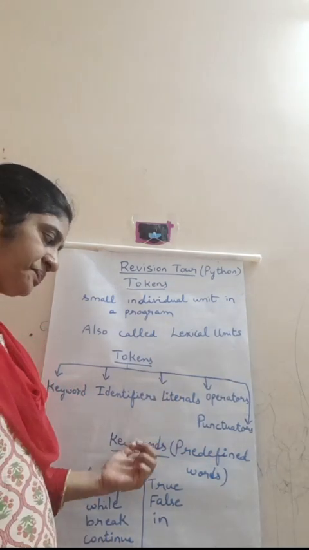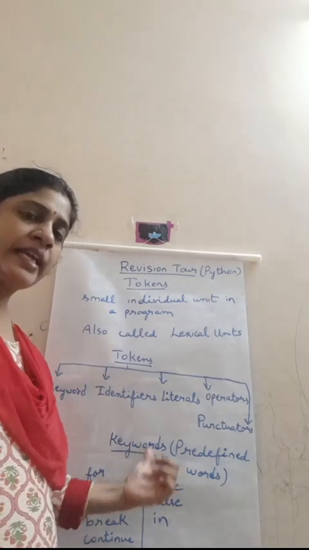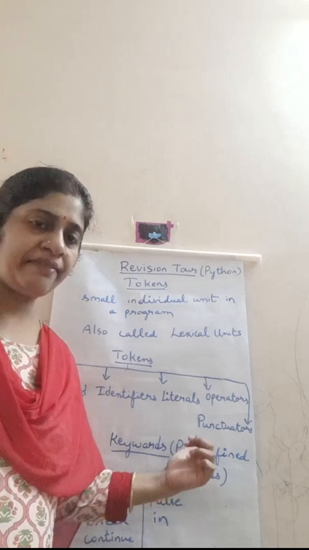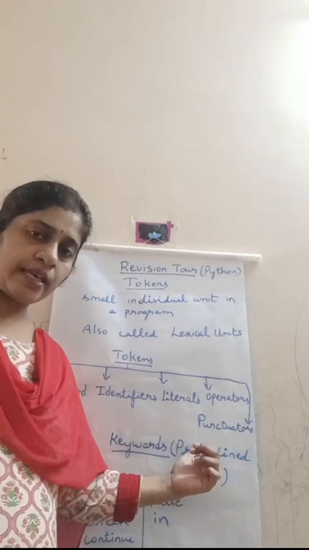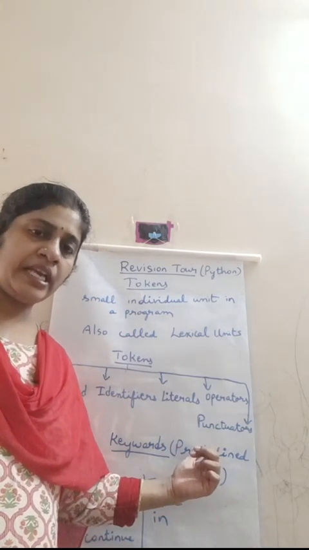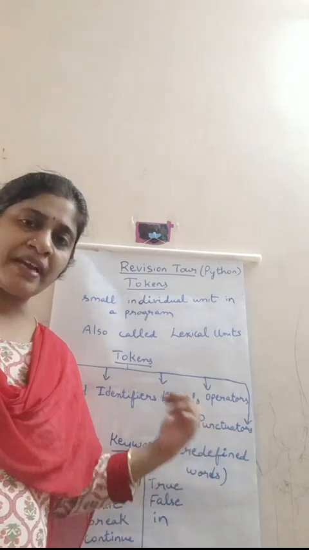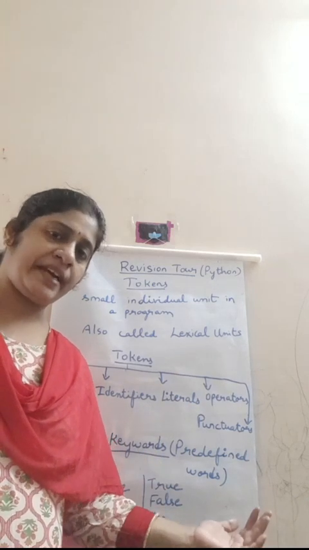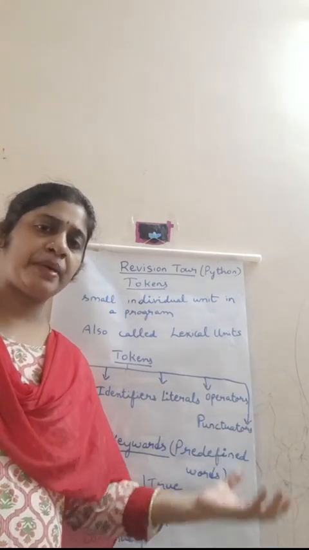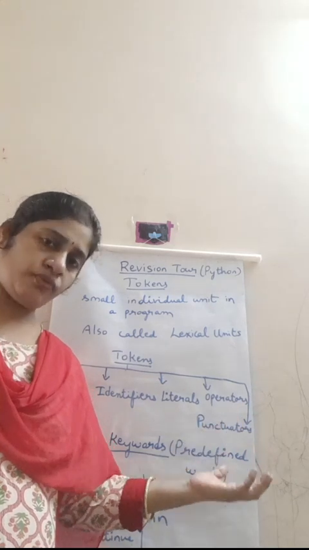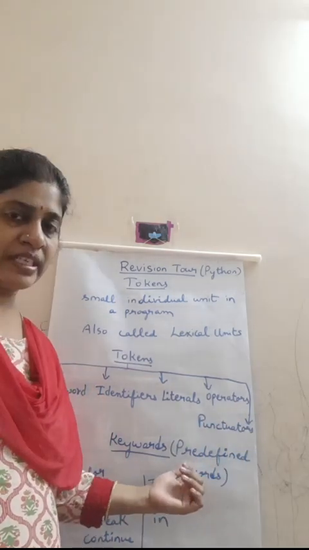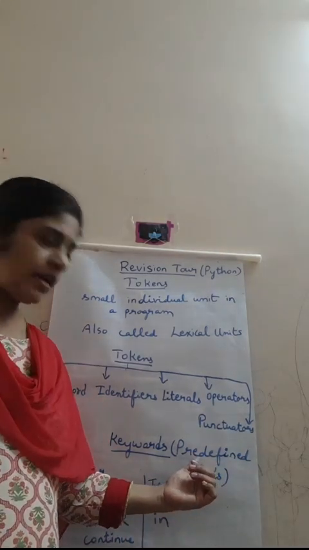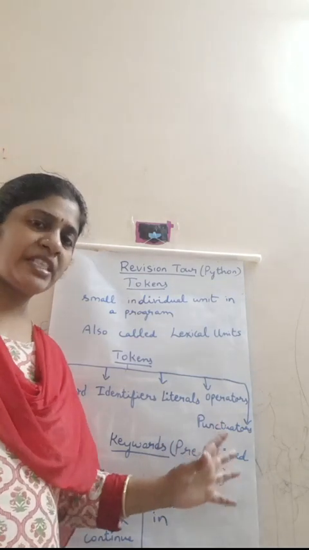So these are the different tokens which we see in a program. Now let us see the first token, keywords. What are keywords? Keywords are nothing but predefined words which are already available in Python, which cannot be used by the user as identifiers. It is already predefined and it serves a special purpose, so you cannot use it for your needs. These are predefined words and they have specific functions.